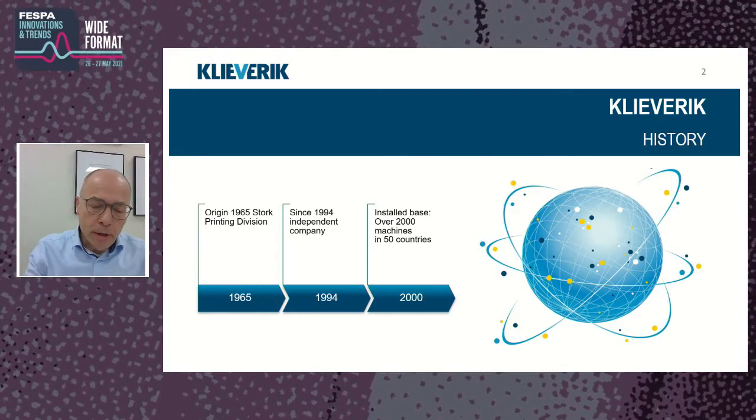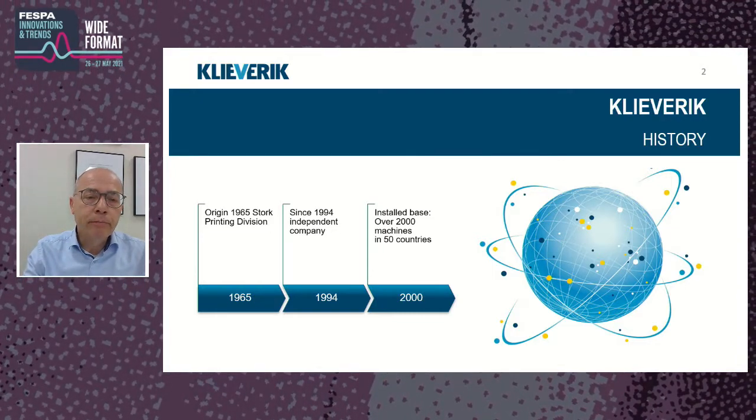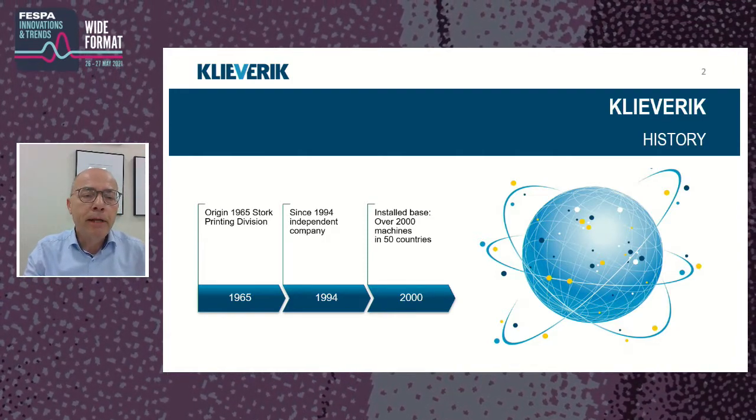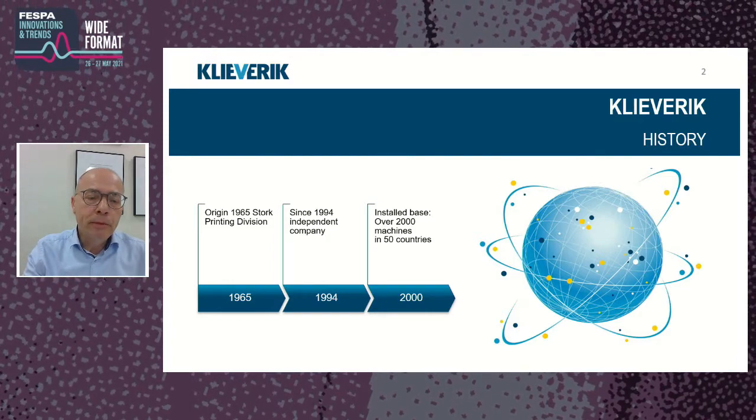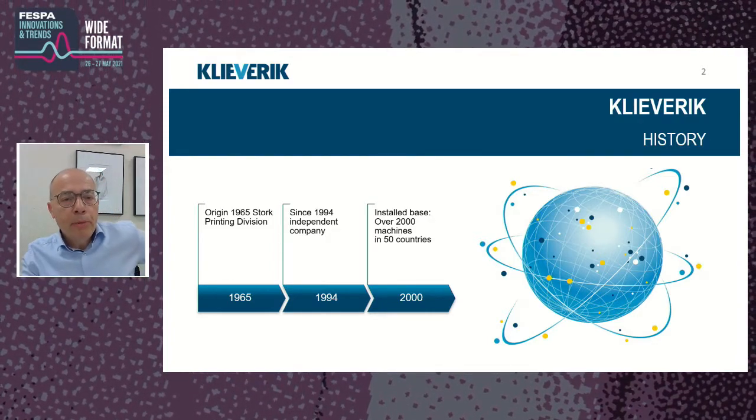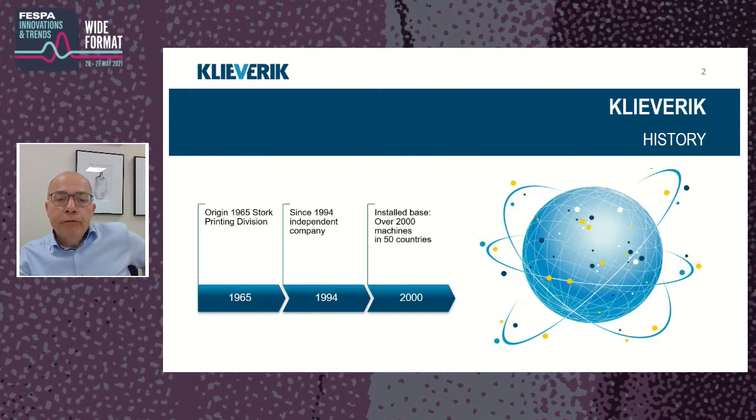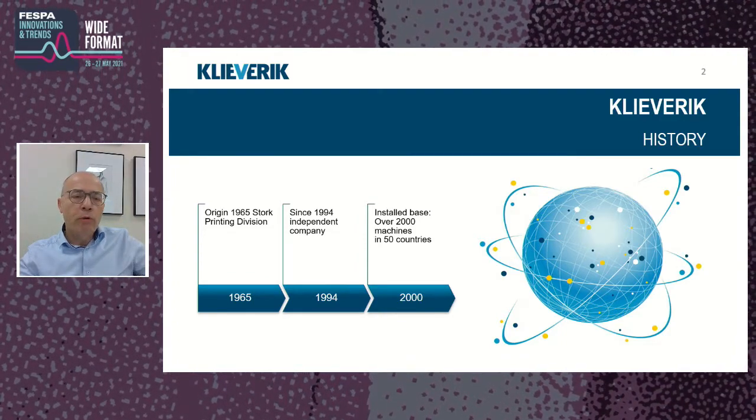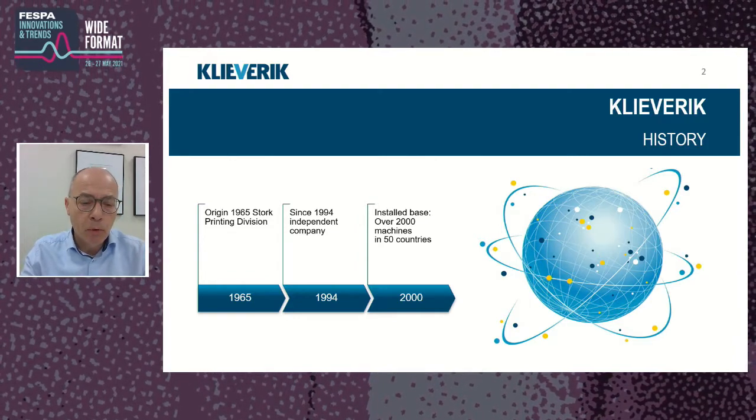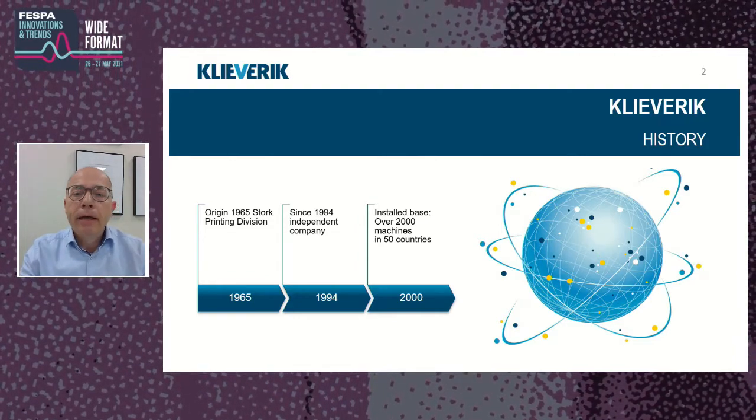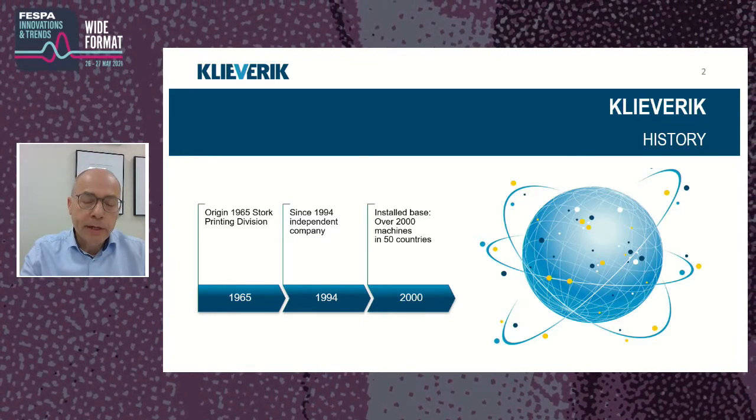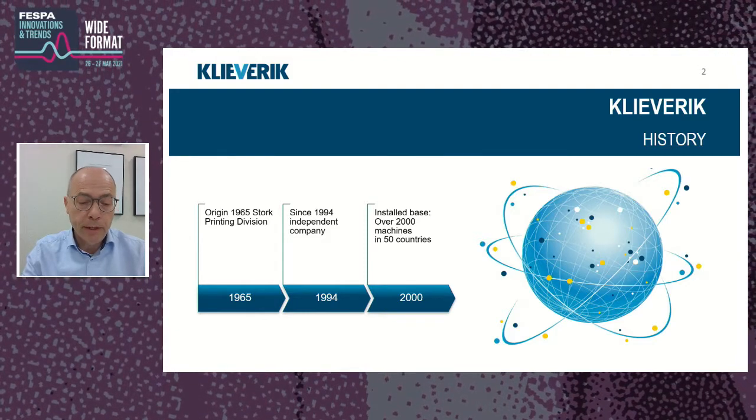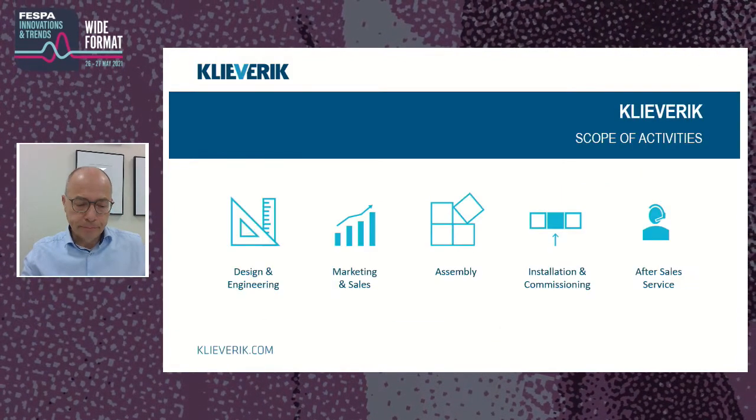Just a few keywords about Klieverik. First activity started in 1965 under the brand name Stork, at that time the leading manufacturer of analog printing equipment. We did that for many years, and since 1994 we're completely independent, with no relationship whatsoever with them anymore, apart from the history. And today, where are we? Well, we are active in 50 countries. We have more than 2,000 installations up and running, and that very successfully.